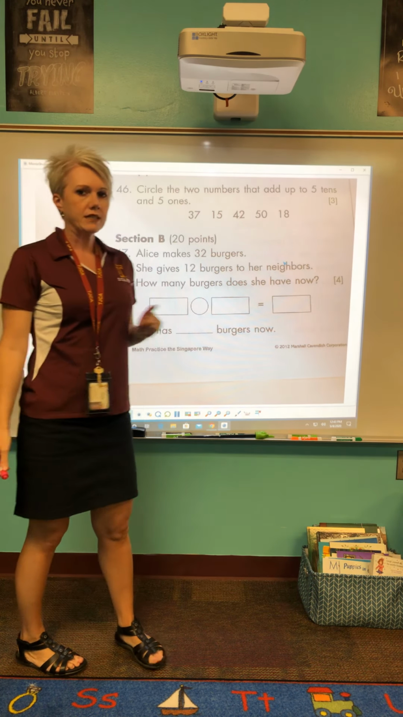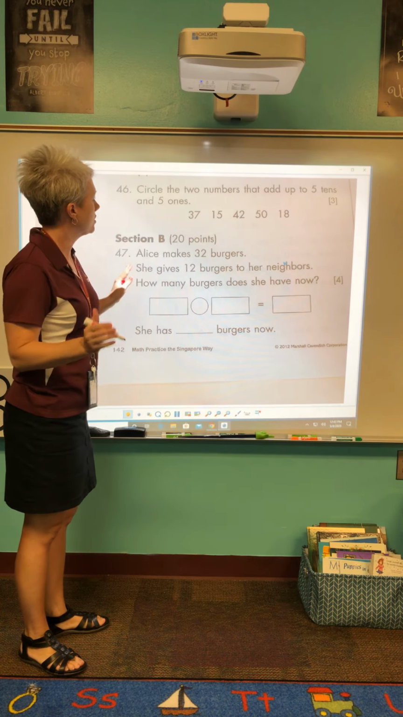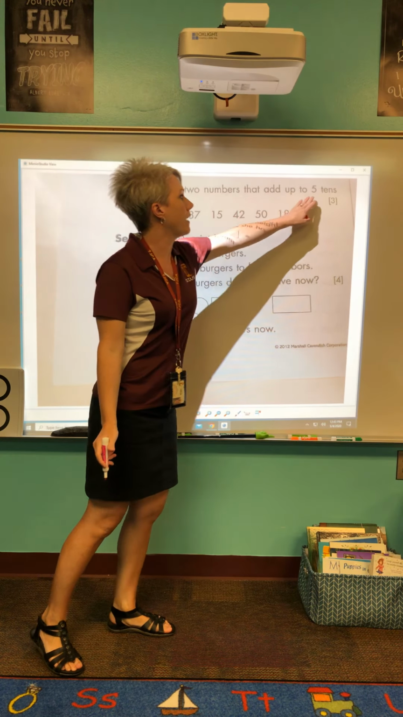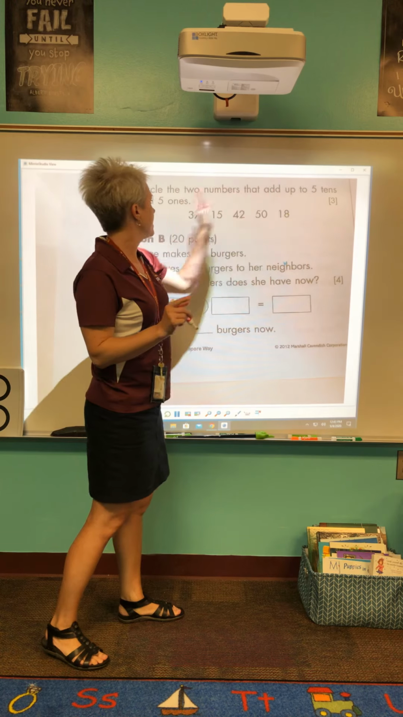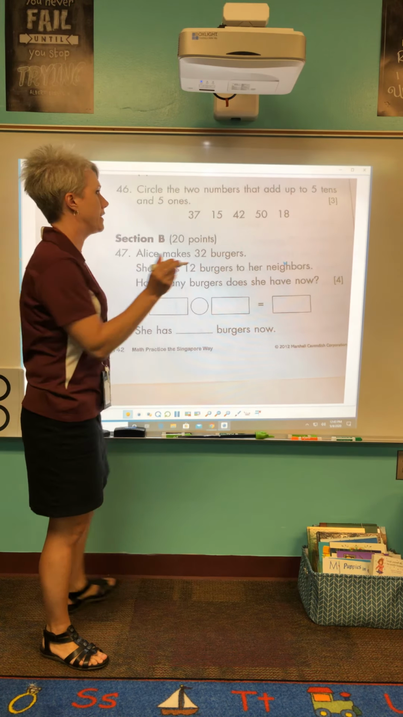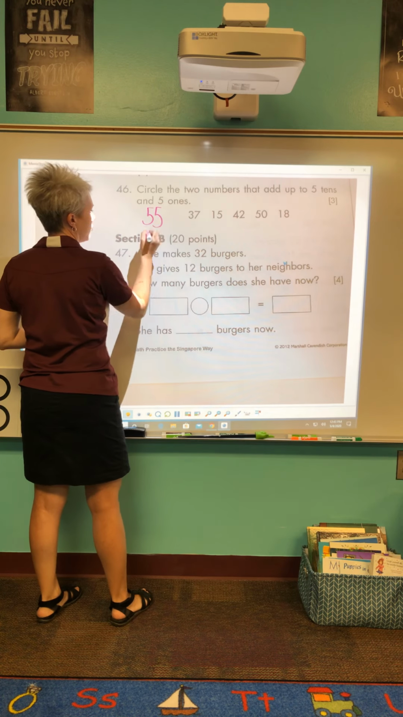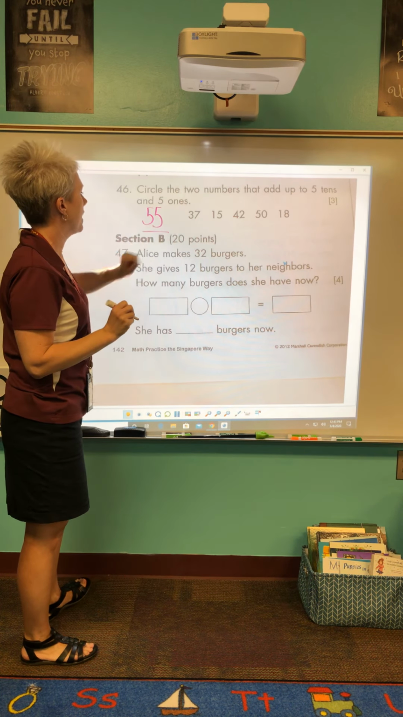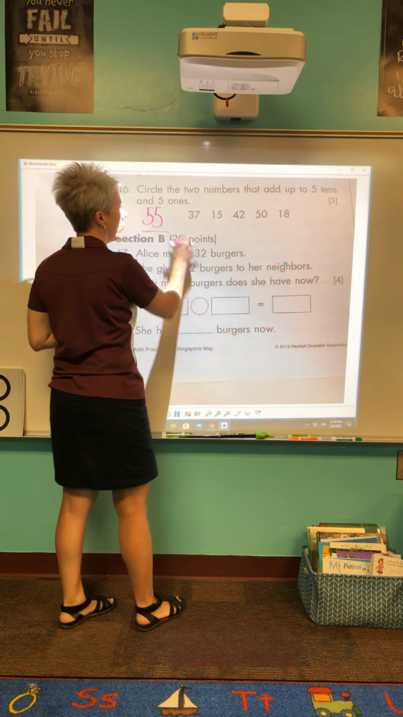Number 46 is a little tedious, okay? So I'm going to help you with how to get started. Circle the two numbers that add up to 5 tens and 5 ones. First of all, 5 tens and 5 ones is what number? Let's write that down. 5 tens and 5 ones is the number 55, okay? 5 tens, 5 ones. Which two numbers added together equal 55.